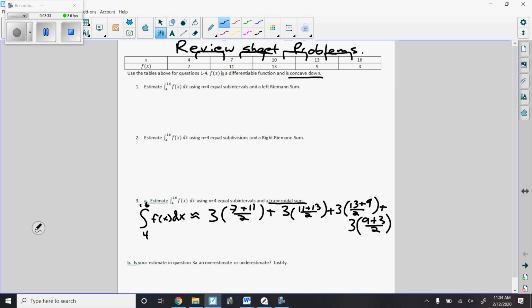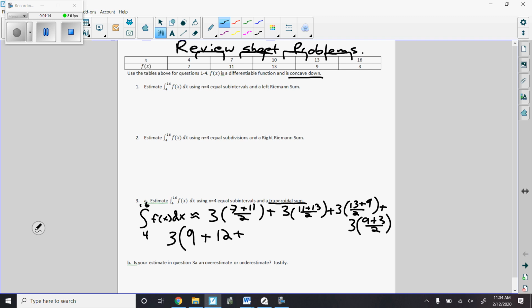When I see this now, there's a variety of ways I can do this. Since I see a 3 is in every single term here, I'm welcome to factor out that 3 and just add up all of the averages. So that's what I'm going to do here to solve this, just to make it a little bit easier on myself. Okay, the first average is 7 plus 11 over 2. 7 plus 11 is 18. 18 divided by 2 is 9. 11 plus 13 divided by 2, right? That's 24 over 2 is 12.